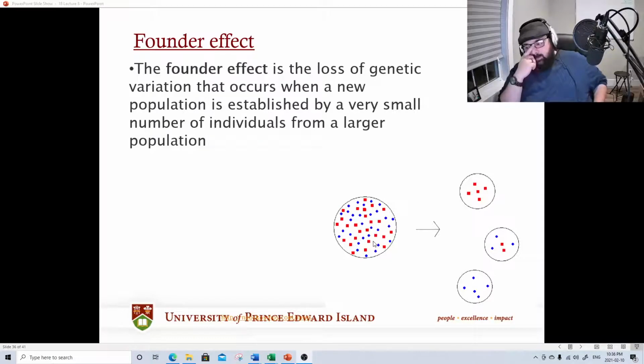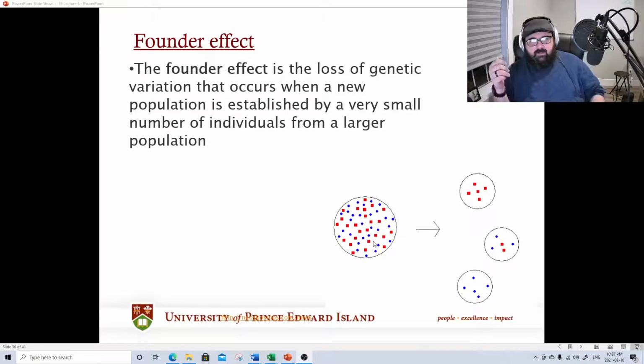We're going to move on and have a look at founder effect. Founder effect is a type of bottleneck, but not necessarily because your initial population got small, but because a number of individuals broke off and started a new population. Think of the people who decided to walk north and ended up in Japan and founded Japan.